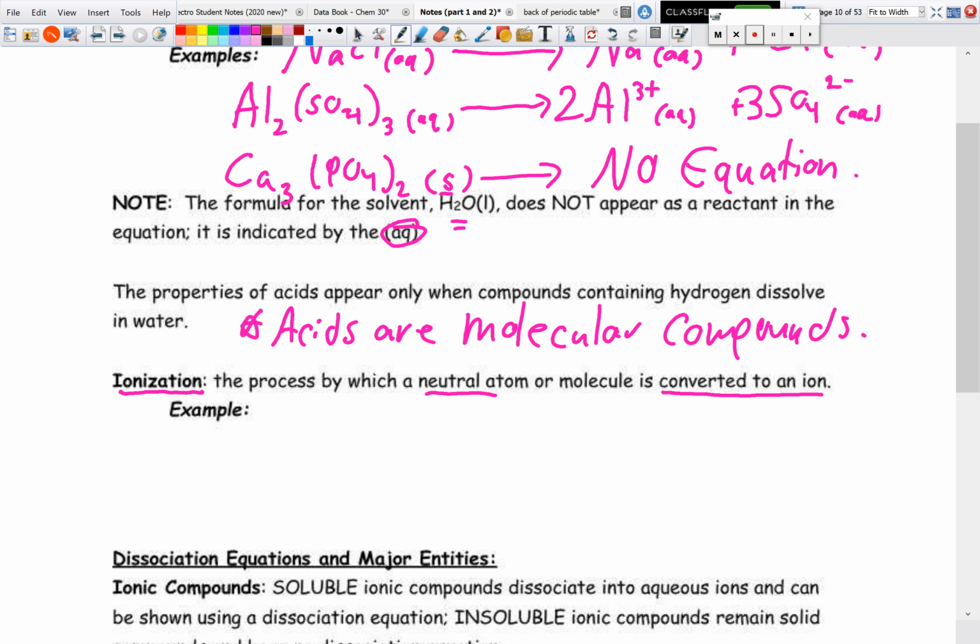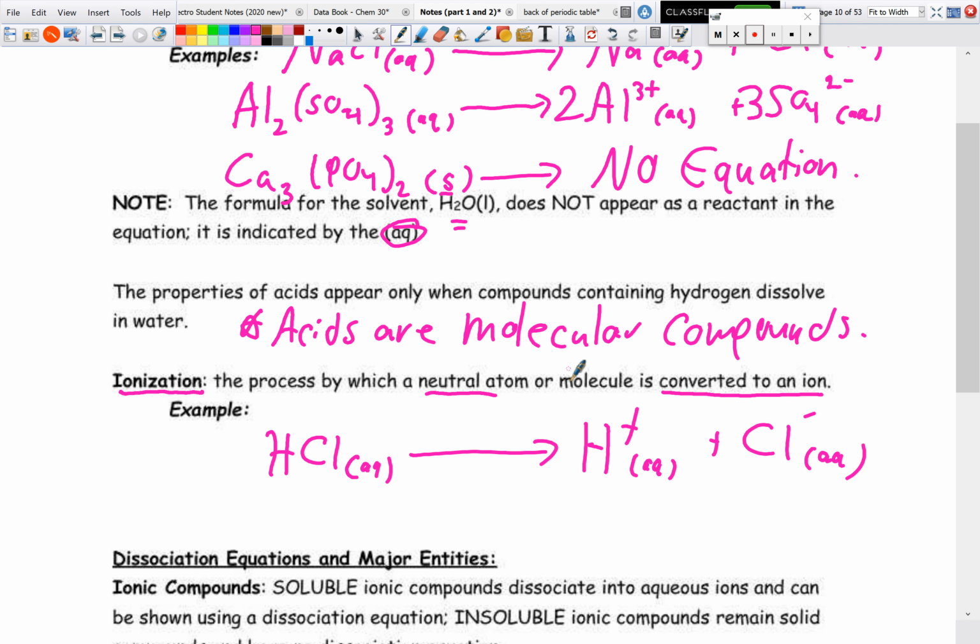Because remember, hydrogen is not a metal. So for example, if we have HCl, this looks like a dissociation equation, but it's actually an ionization equation because it is a molecular compound. So even though it looks like the ones up above, we have HCl, it ionizes to produce H+ and Cl-. And of course we can have any acid, even HBr. It's still going to have the ionization equation.